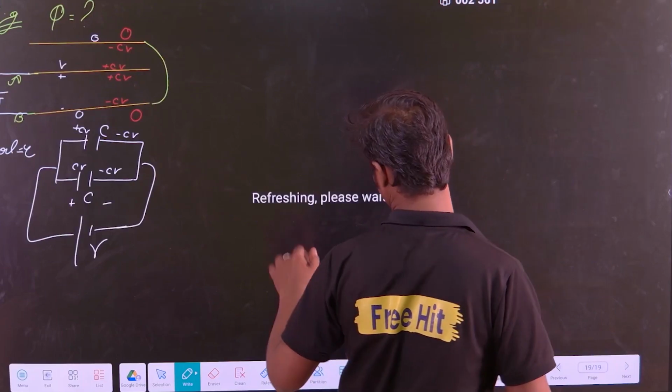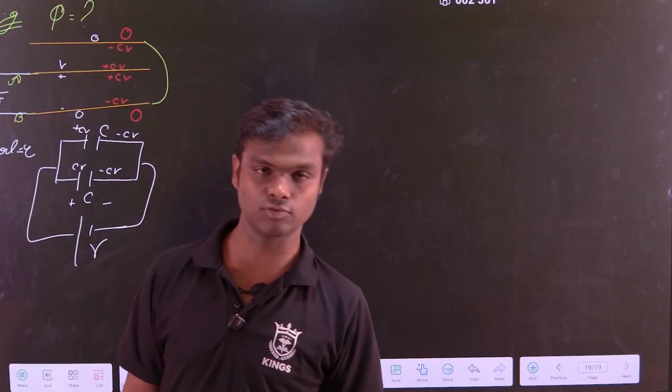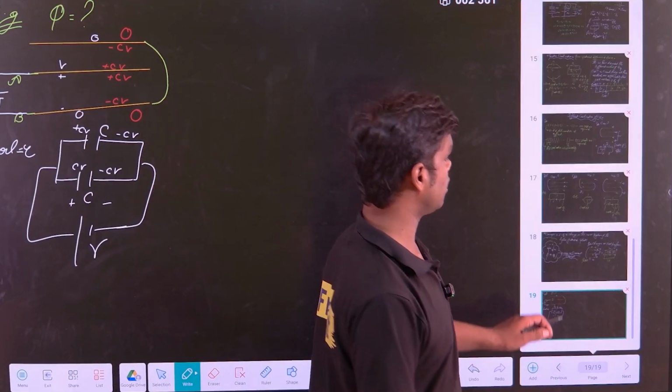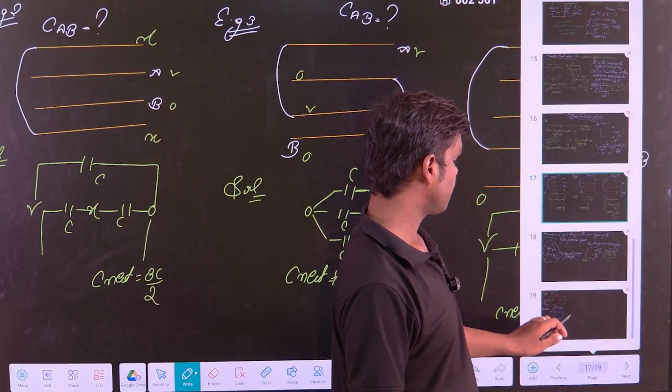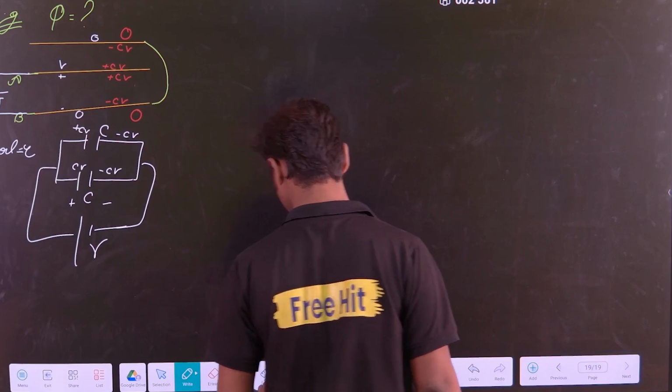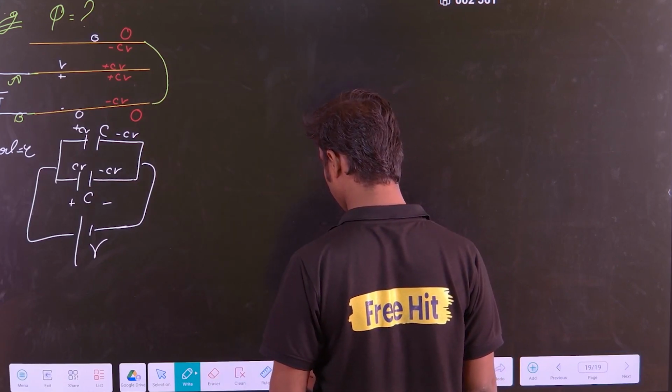So we have seen all these things, and I also gave you homework to do the charge calculation for the inner surface for all three combinations which we have done. I hope you have solved it. Okay, so let us proceed with our discussion.